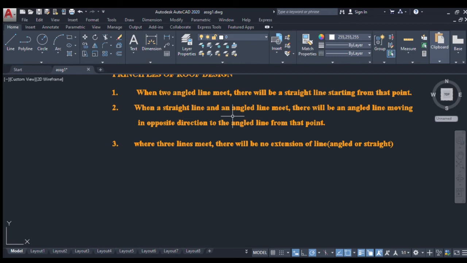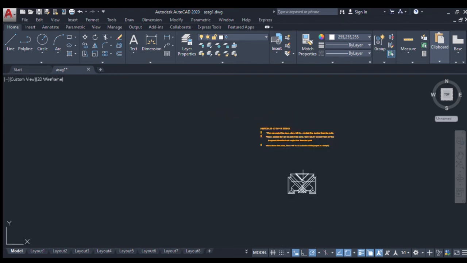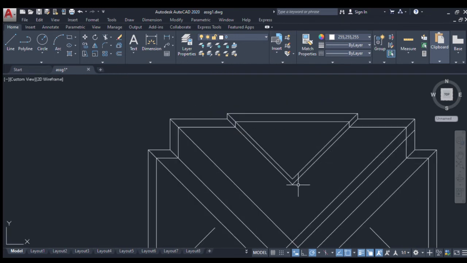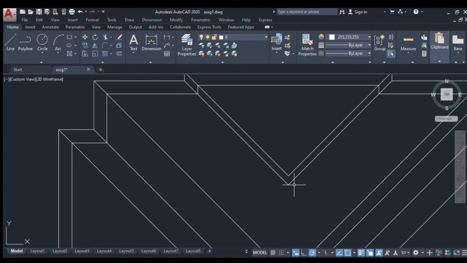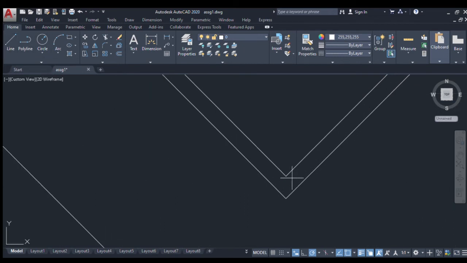The third one says where three lines meet, there will be no extension of a line, be it an angled line or a straight line. So this is where we have something like that. Remember the first one says when you have an angled line, there will be a straight line, right? So there should be a straight line at this point. When they meet, I extend to this point.